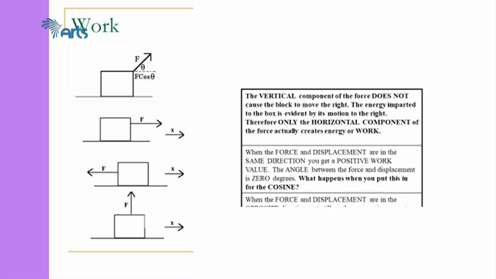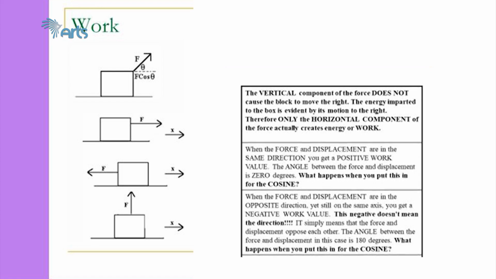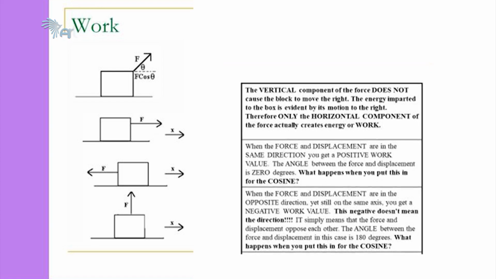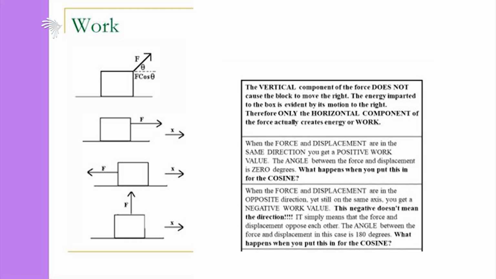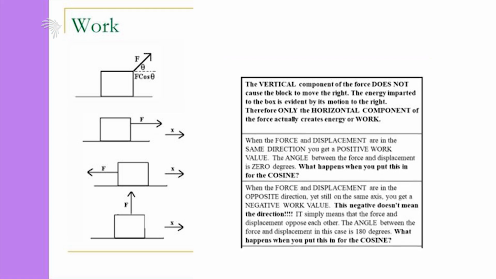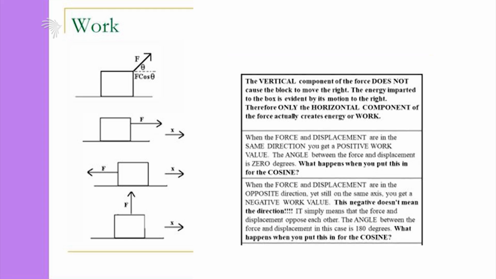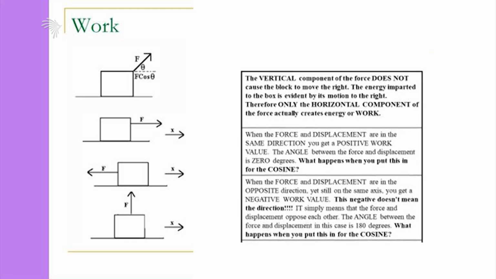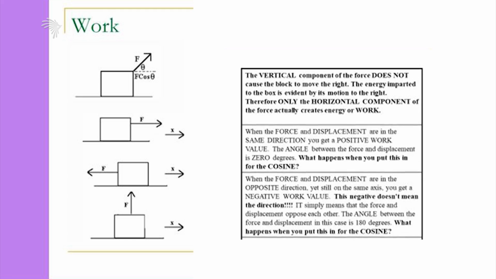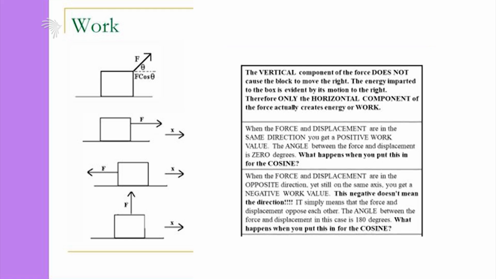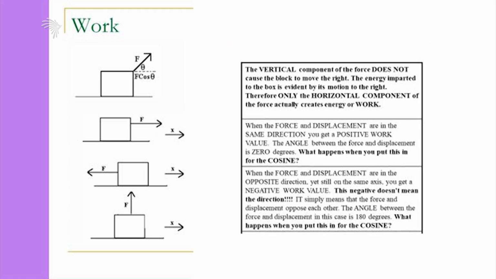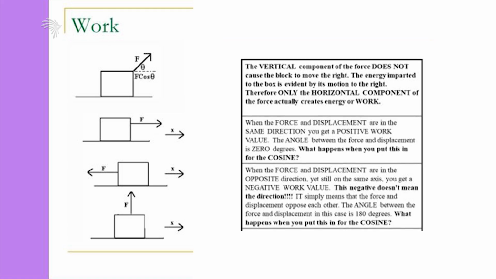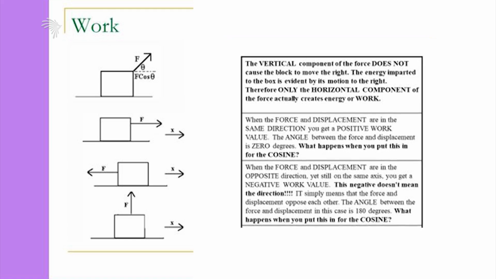For the third block, when the force and displacement are in opposite directions yet still on the same axis, you get a negative work value, and this negative doesn't mean the direction. It simply means that there is a loss of energy, and the angle between the force and the displacement is 180 degrees, and because of this we will have a negative work done.